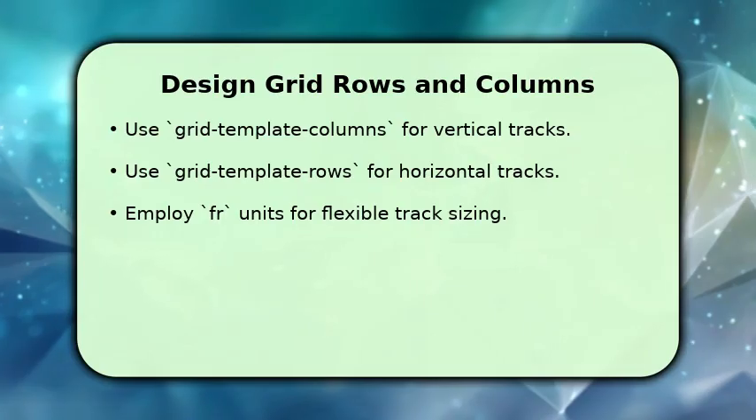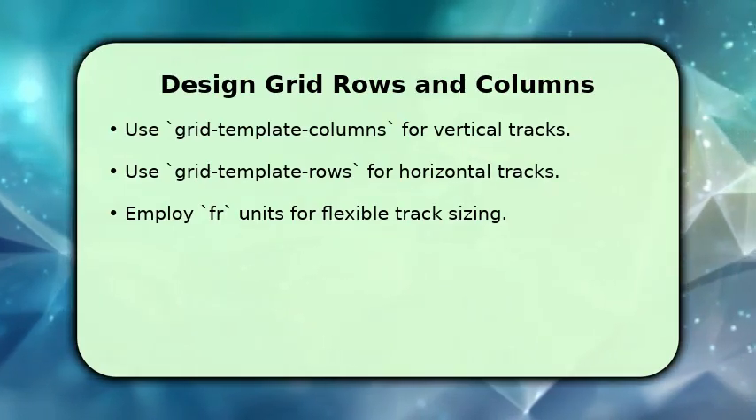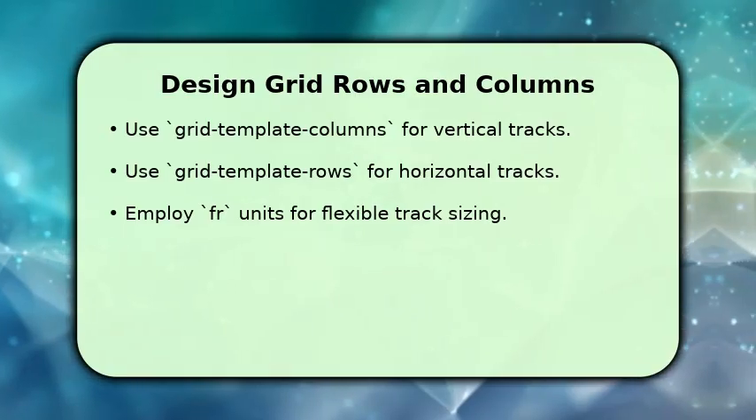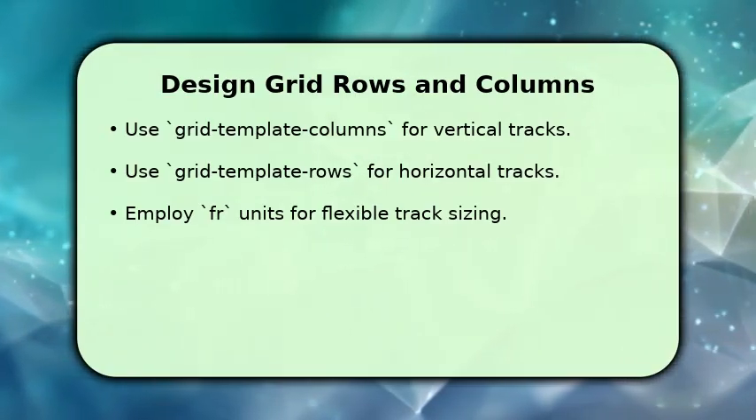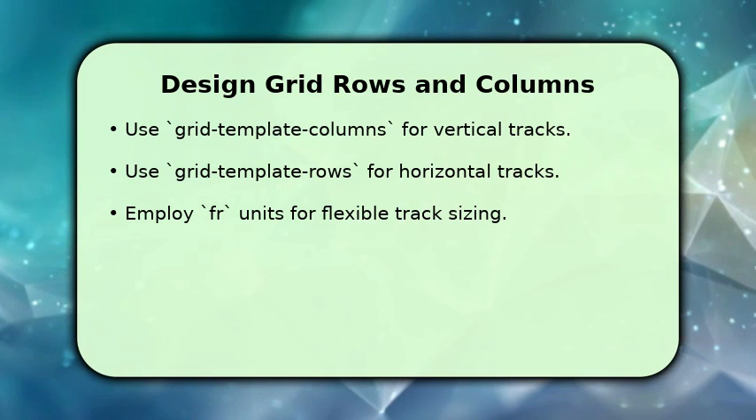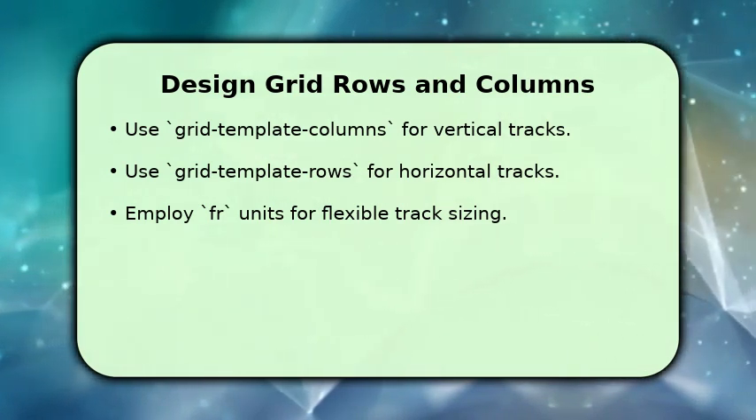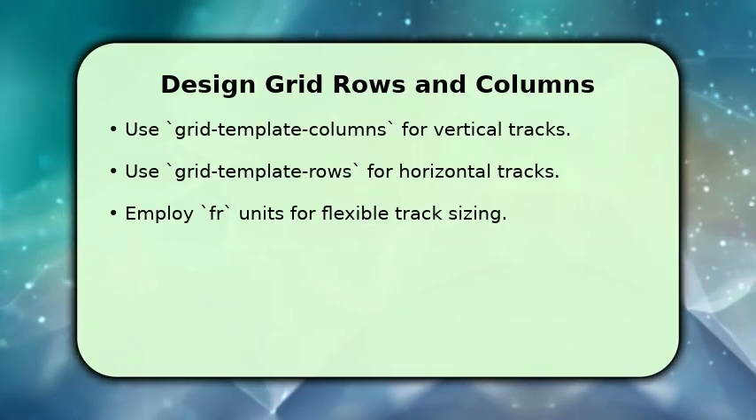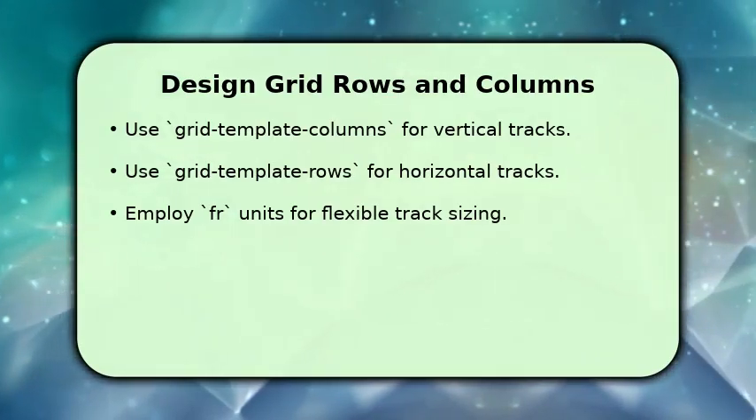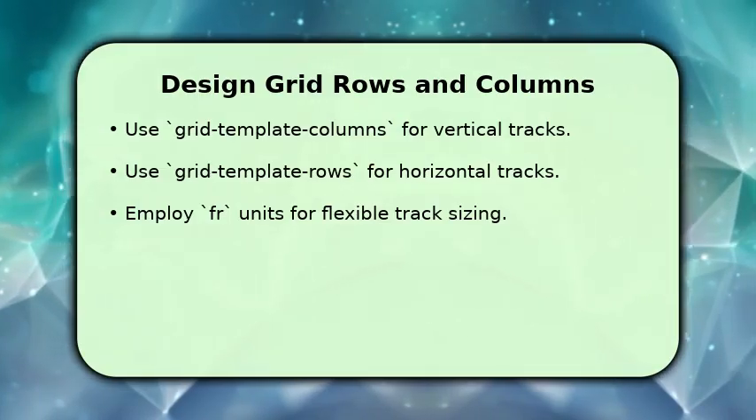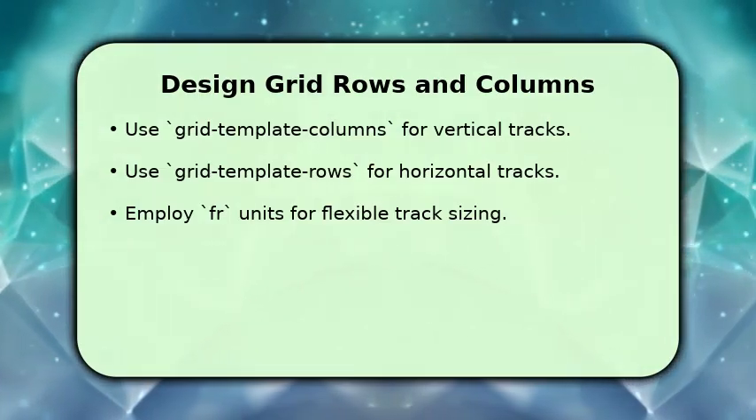Next, design your grid structure by defining its rows and columns. Use grid-template-columns to specify the vertical tracks and grid-template-rows for the horizontal tracks. For example, grid-template-columns: 1fr 1fr 1fr creates 3 equal width columns. The fr unit, or fractional unit, ensures flexible sizing, distributing available space proportionally. This gives you precise control over your layout's dimensions.